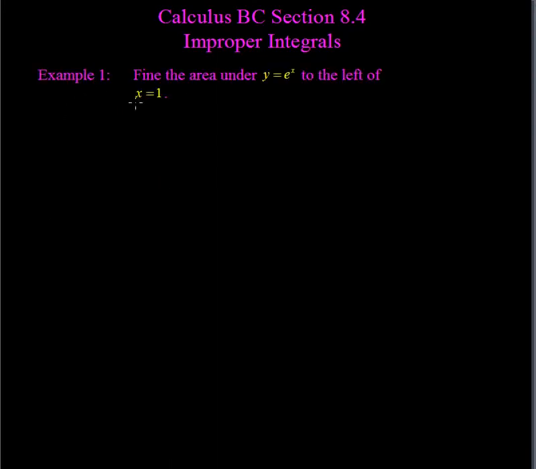So the problem statement is to find the area under y equals e to the x to the left of x equals 1. Okay, so let's graph that and take a look at what it looks like. Graphing that, you can see that's y equals e to the x from negative infinity up to 1, and you have that area shaded there. That's the area we want to find. The difficulty with that is the area extends forever. It just gets really small over to this side.